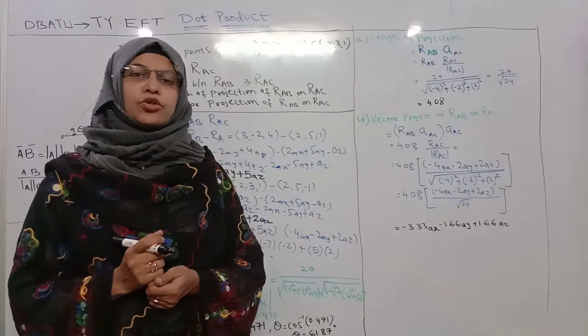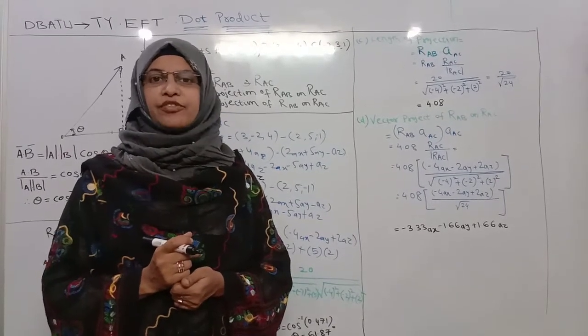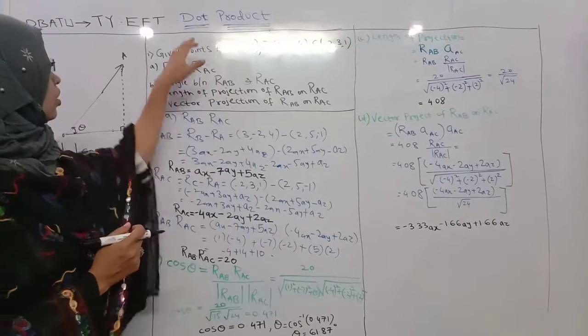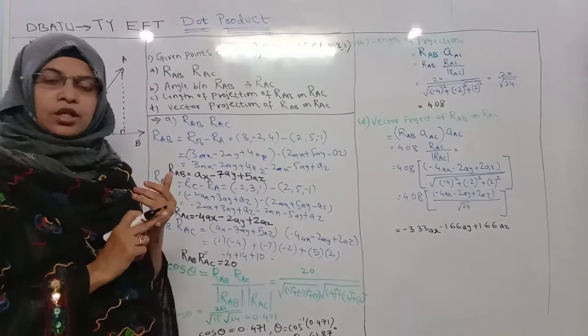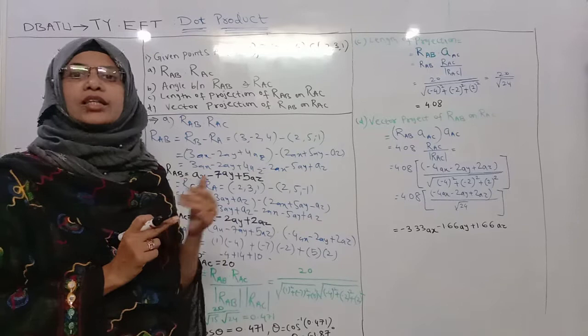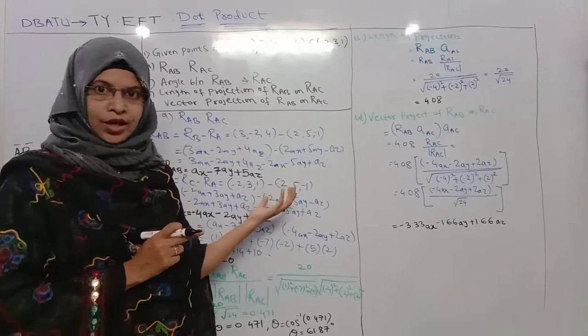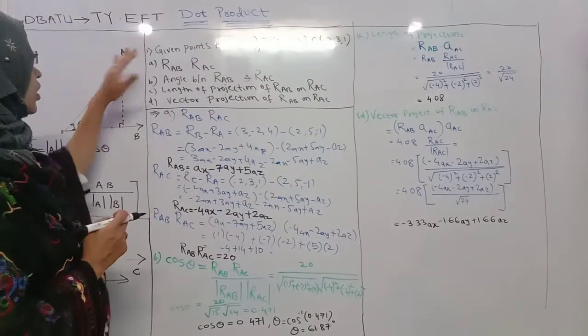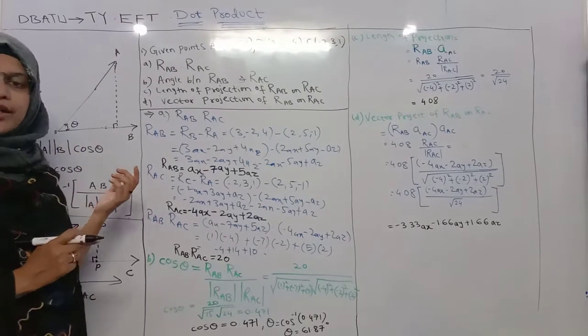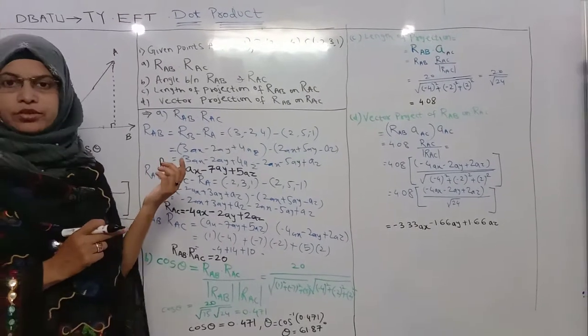Everyone, today I am going to continue the electromagnetic field theory on the topic of dot product. Here I will explain what is meant by the dot product, then we will continue this numerical which I have solved just now here. In the dot product we are interested to find out the angle between the vectors.